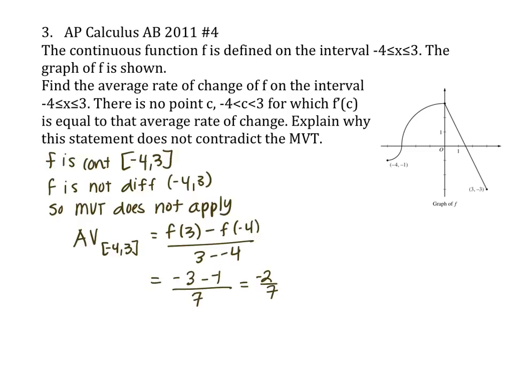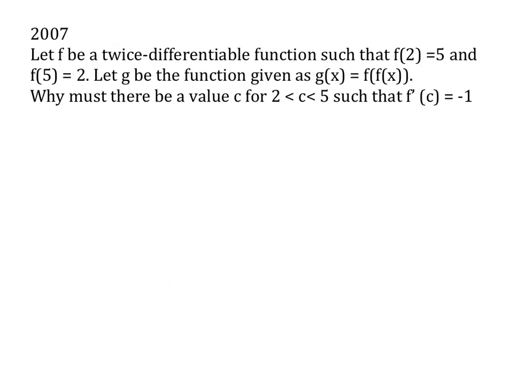So again, I talked about the fact that it is a continuous function, but it is not differentiable, because we have a corner right there. So MVT does not apply, but I still can find the average rate of change, which is -2/7. Even though it's not differentiable, that doesn't necessarily mean there isn't a point at which the slope of the secant would be equal to the slope of the derivative. MVT just guarantees that that happens.